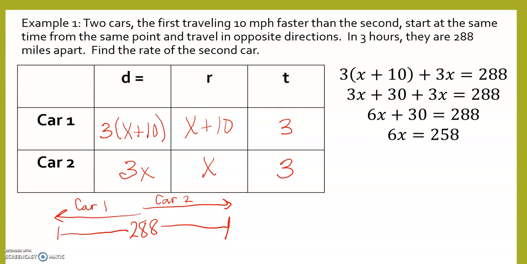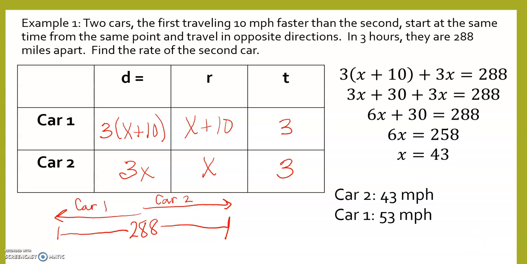Subtract 30, and we have 6x equals 258. Divide by 6, and we know that x equals 43. So we know our rate for car 2 is 43 miles per hour, right in our chart there. And to find our rate for car 1, we have to do 43 plus 10, which is 53. Car 2, 43 miles per hour. Car 1, 53 miles per hour.